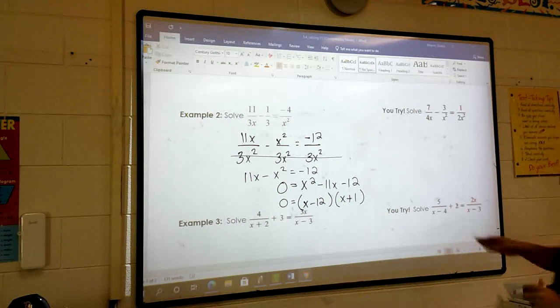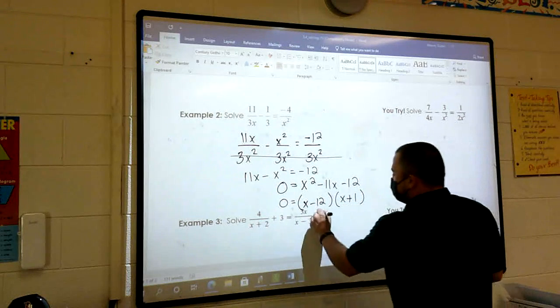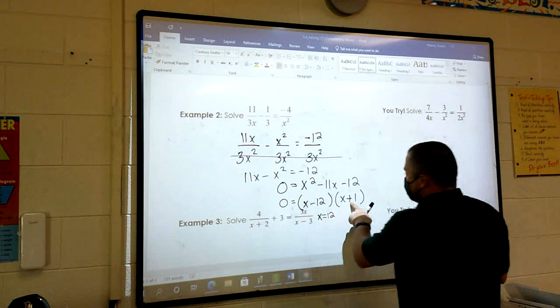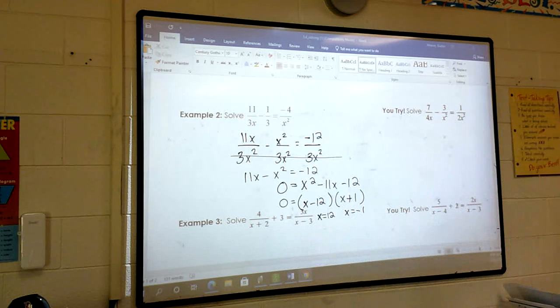Now, once we factored it, x minus 12 equals 0. So that means x equals 12. And x plus 1 equals 0. So that means x equals negative 1. So I've got my two answers. So that one was a little bit harder because when I canceled out the denominator, then I had to factor. So that's what made it a little bit trickier than the first time. Because when I canceled out my denominator, then I had to factor because of having the x squared. So that made it just a little bit more than what I had to do the first time.